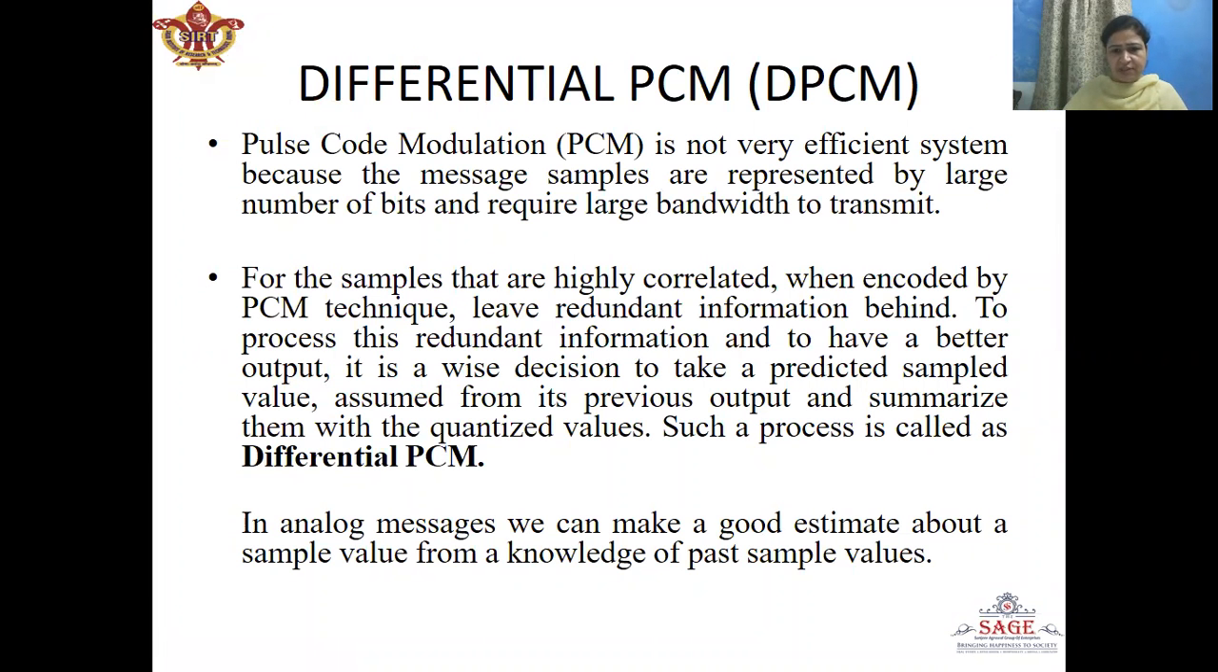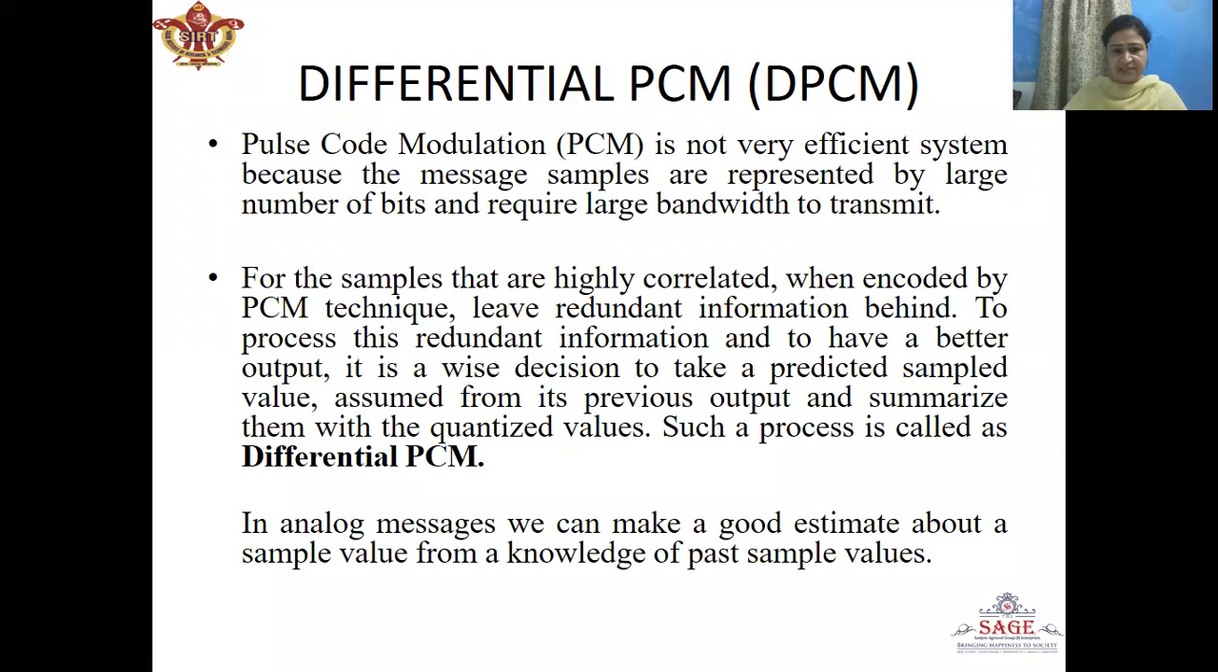Pulse code modulation is not a very efficient system because the message samples are represented by a large number of bits and require large bandwidth to transmit. The samples of the signals are highly correlated with each other. This is because any signal does not change fast. Thus, the adjacent samples of the signal carry the same information with little difference. When these samples are encoded by a standard PCM system, the resulting encoded signal contains redundant information.